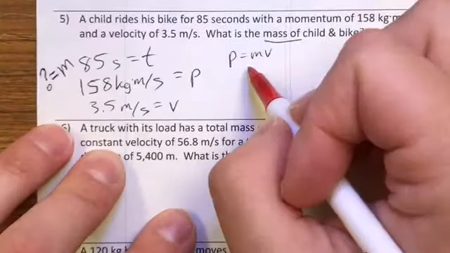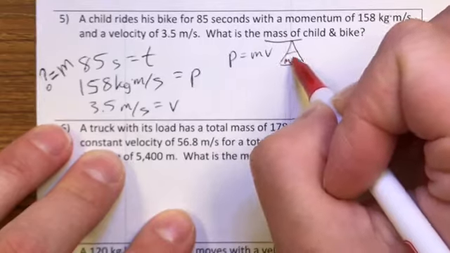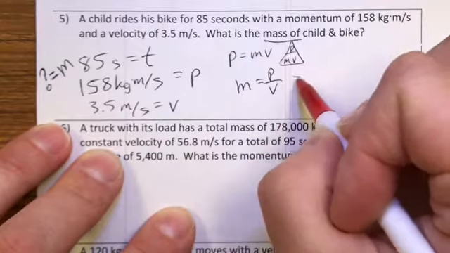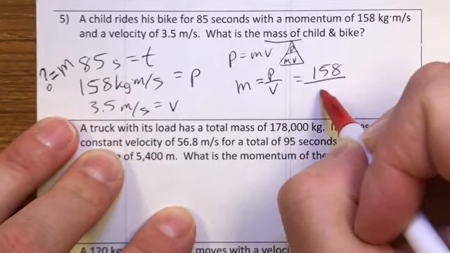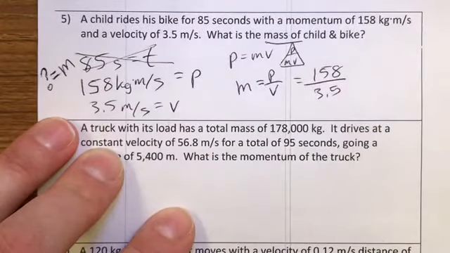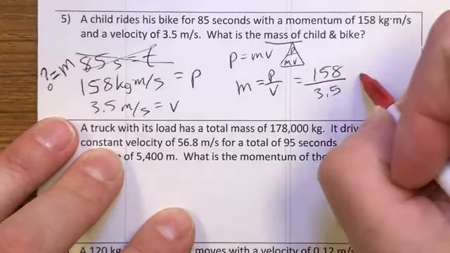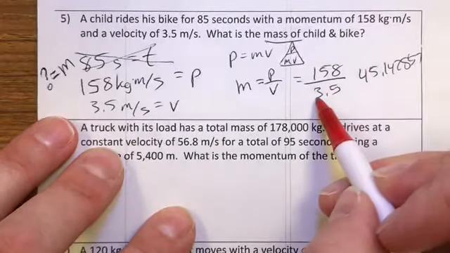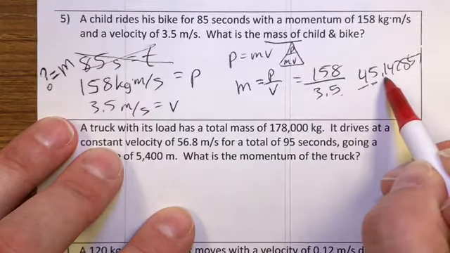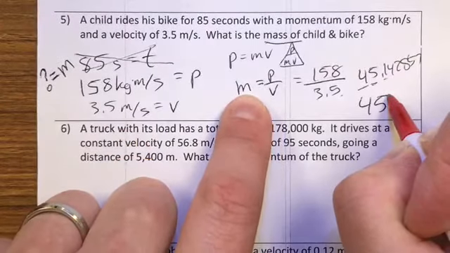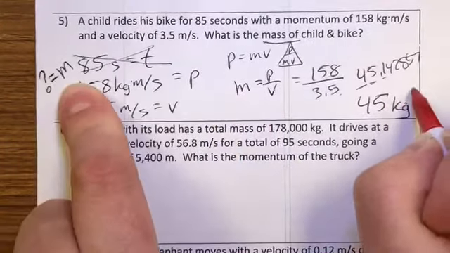Okay, so rearrange this formula using your triangle. Mass is going to be equal to the momentum over the velocity. 158 divided by 3.5. So the time was unnecessary extra information. 158 divided by 3.5 is 45.142857, and so on. Sig figs, 2, 3, so 2. The 1 will not affect the 5, so 45. Units of measure for mass, kilograms, the mass of the question.